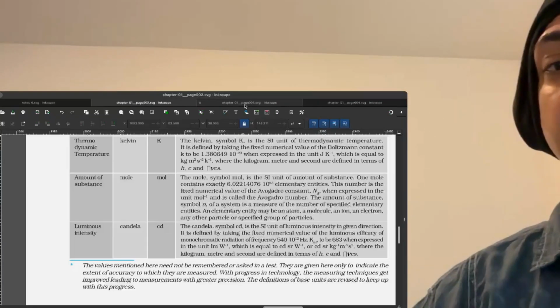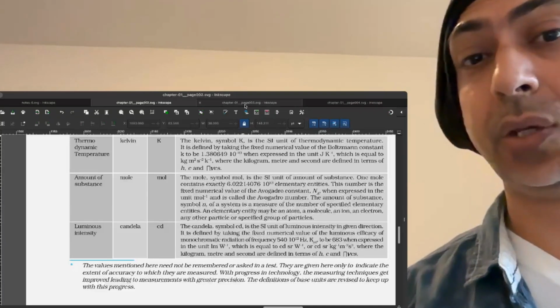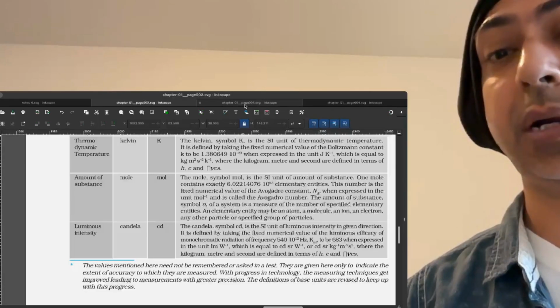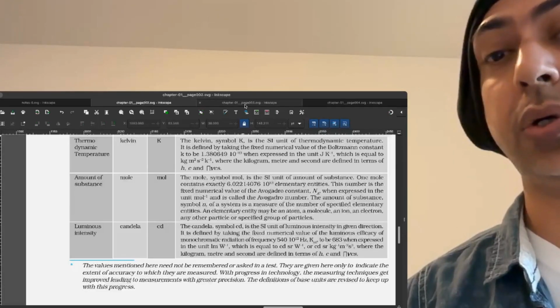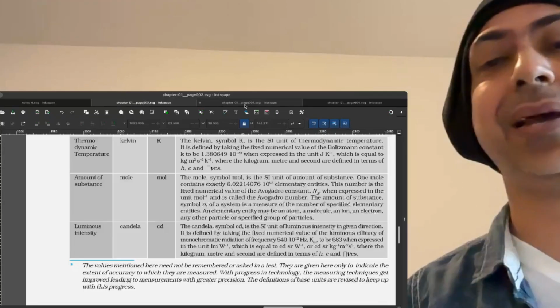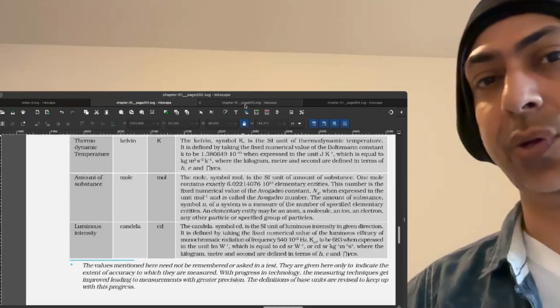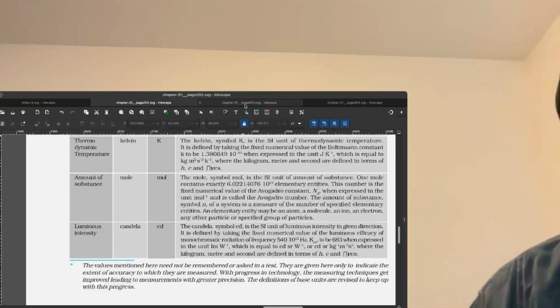For example, in r equals d by 2 or s equals 2 pi r, the factor 2 is an exact number and it can be written as 2.0, 2.00 like that. So it can have an infinite number of significant figures because this is accurate, exact. It's not a measurement. That's why.